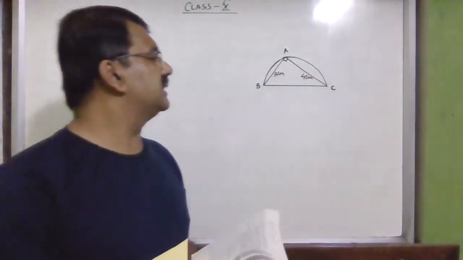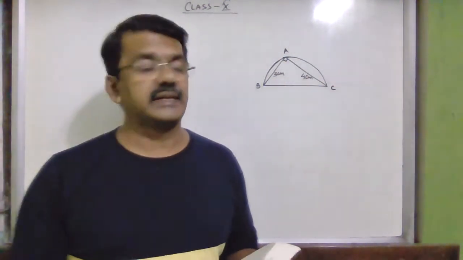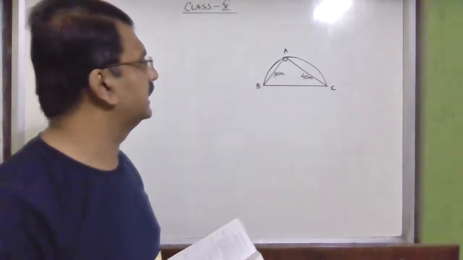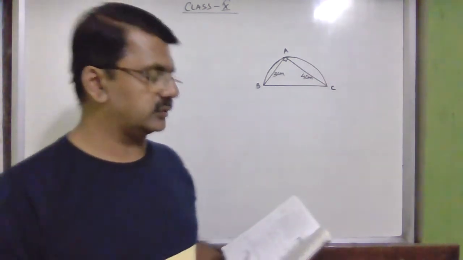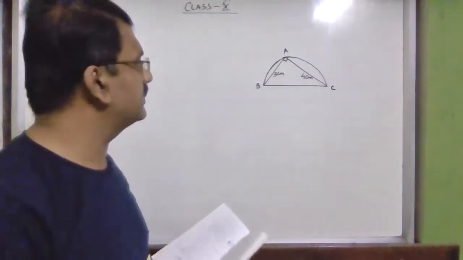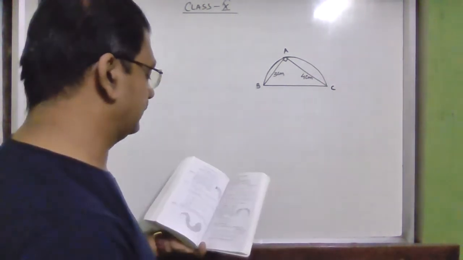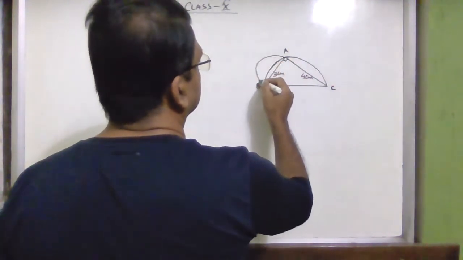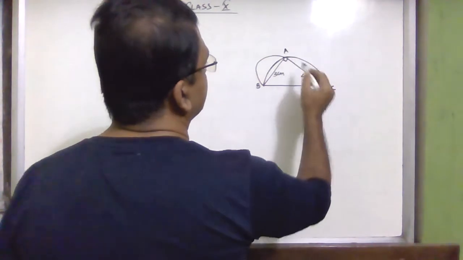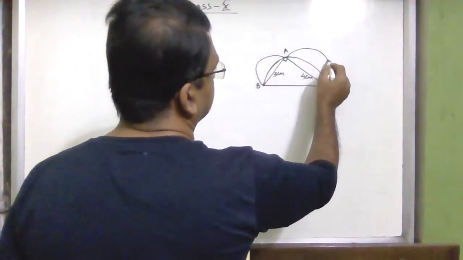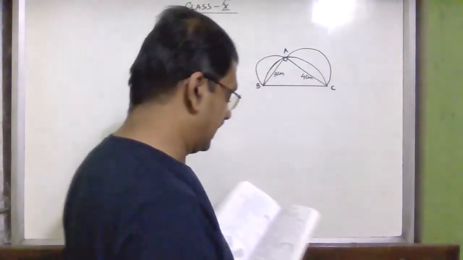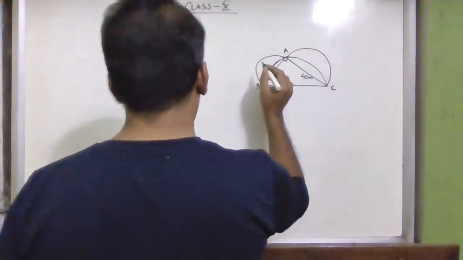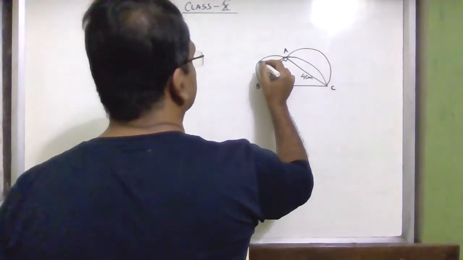If taking BC as a diameter you draw a semicircle, it has to pass through A because you know that angle in a semicircle is always 90 degrees. Now taking AB as the diameter, another semicircle is drawn like this. And then taking AC as the diameter, another semicircle is drawn like this. Now you have to find the area of the shaded part. This is the shaded part.